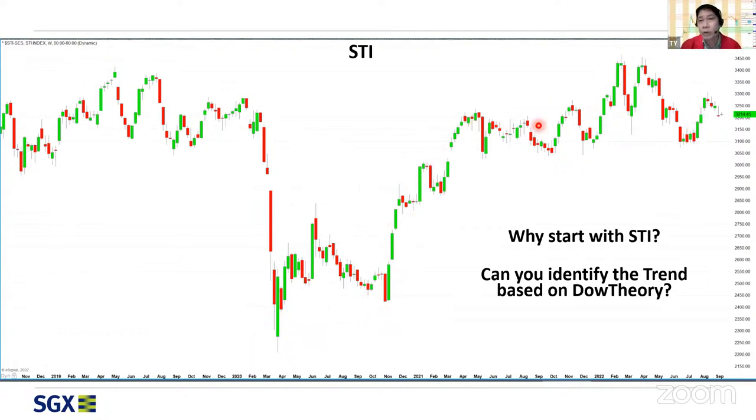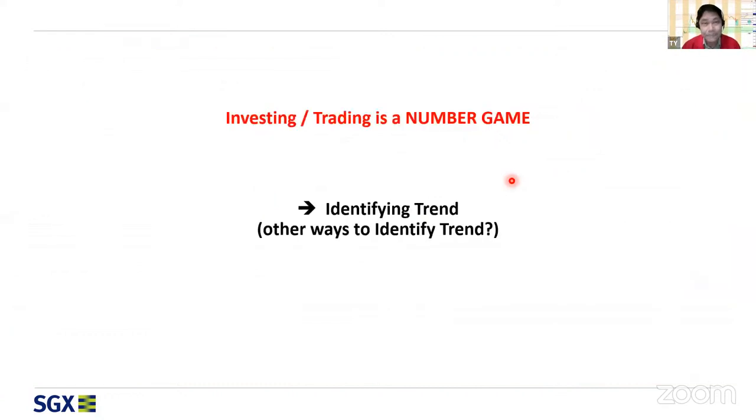And what do you see over here? We are back into a sideways range that is similar to the range in 2019. Based on Dow theory, on higher highs, higher lows, lower lows, you can actually see at one glance where the trend tendency is. All right, okay, now investing is a number game.